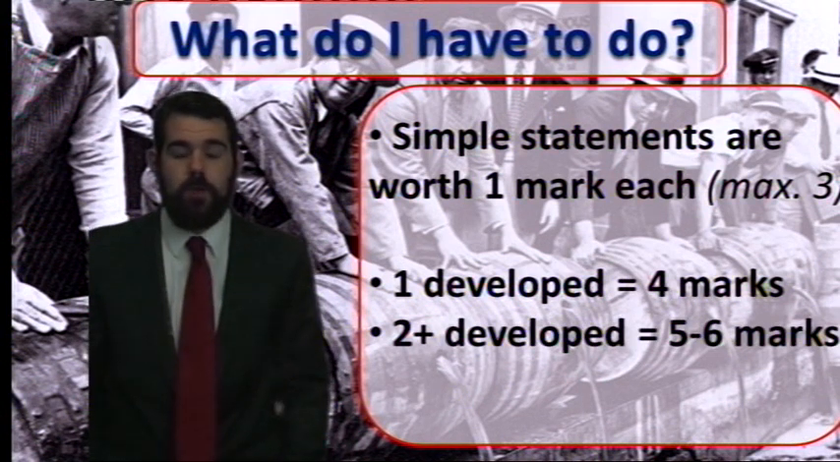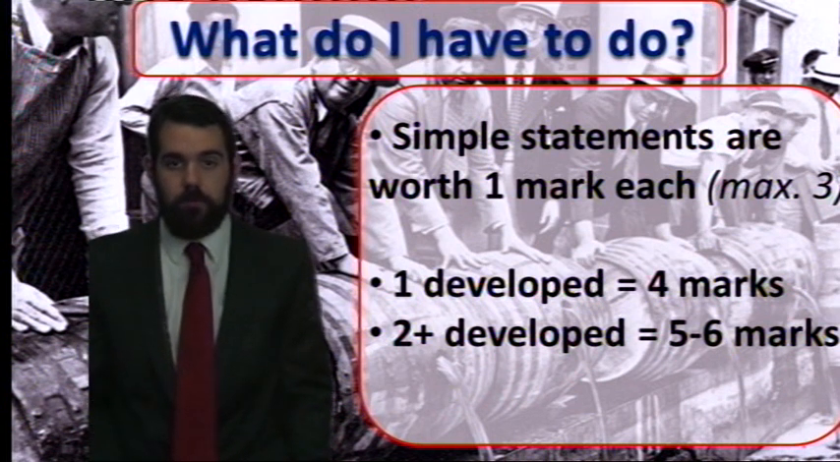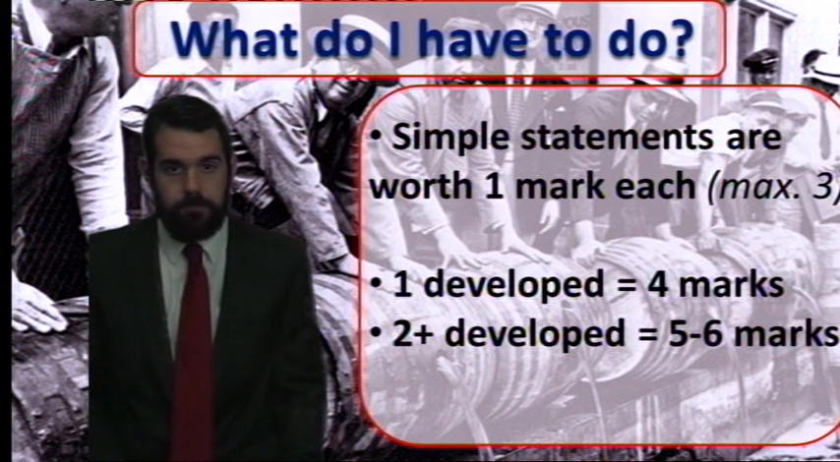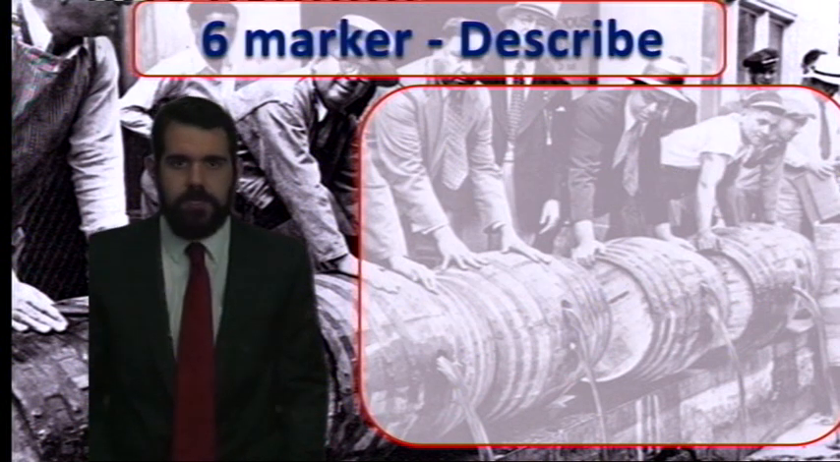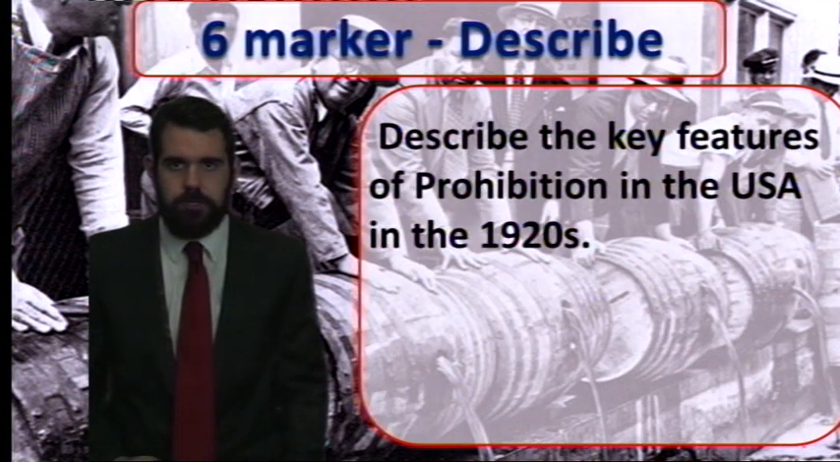2 of those will get 5 or 6. 3, 4 of course will, but you're wasting your time. 2 developed ones can get you the full marks. You might want a 3rd as a safety, depends on how your time's going and how confident you are. 2 is what you need. So, 6-mark describe. Describe the key features of prohibition in the USA in the 1920s. That's the question we're going to work with on this video.